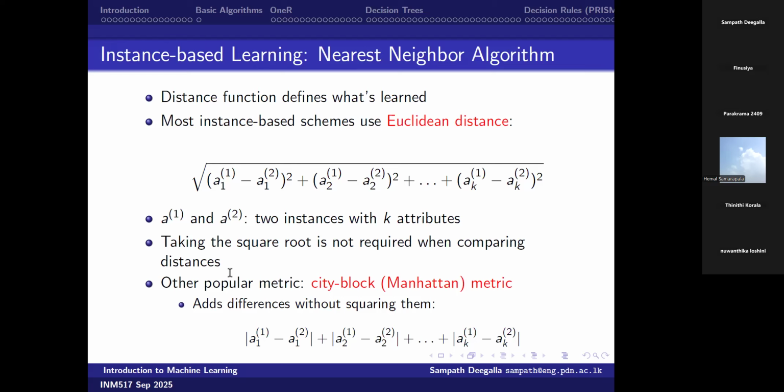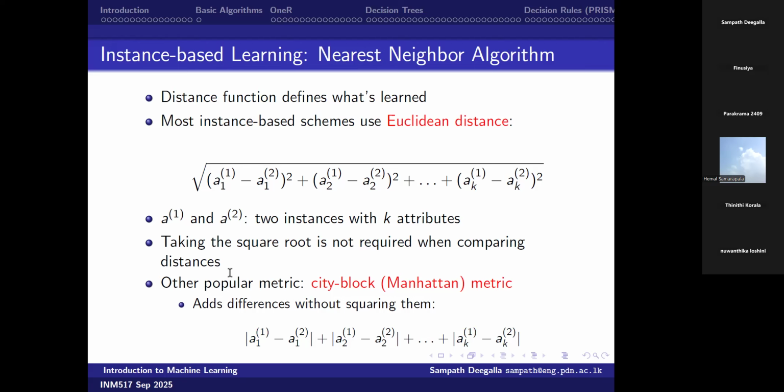Now, if you take the nearest neighbor algorithm, the distance function is what we are going to use. And as I told you earlier, we can use the Euclidean distance. In Euclidean distance, you take each attribute. Let's say you have two instances, A1 and A2. Simply, you calculate the differences between individual attributes and then square.